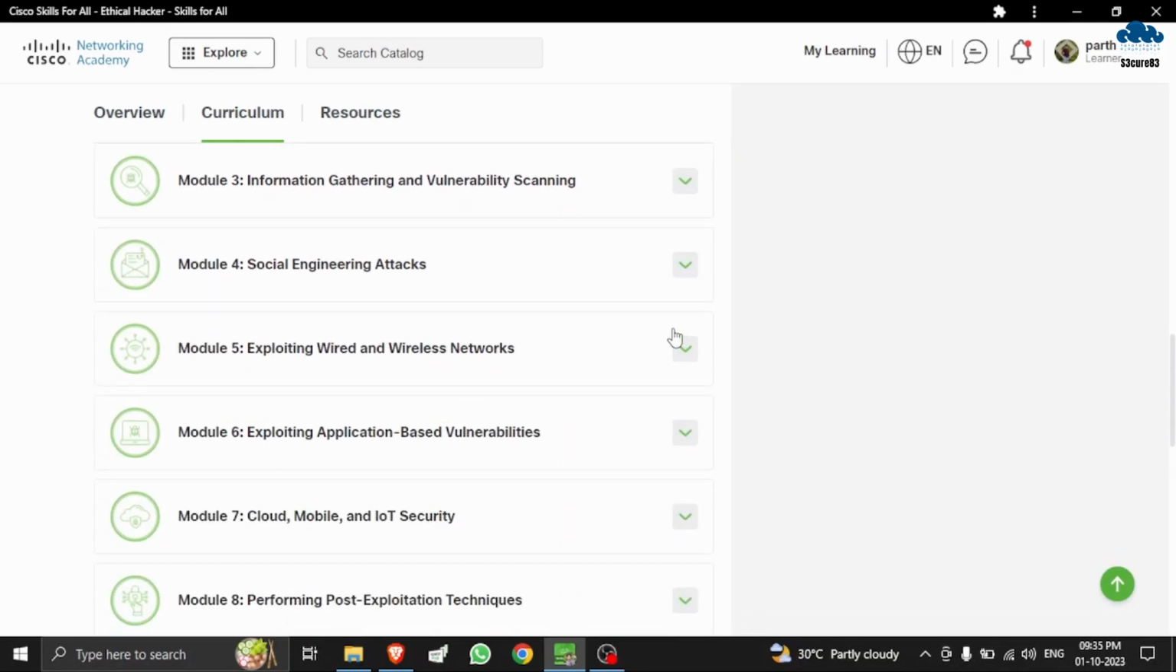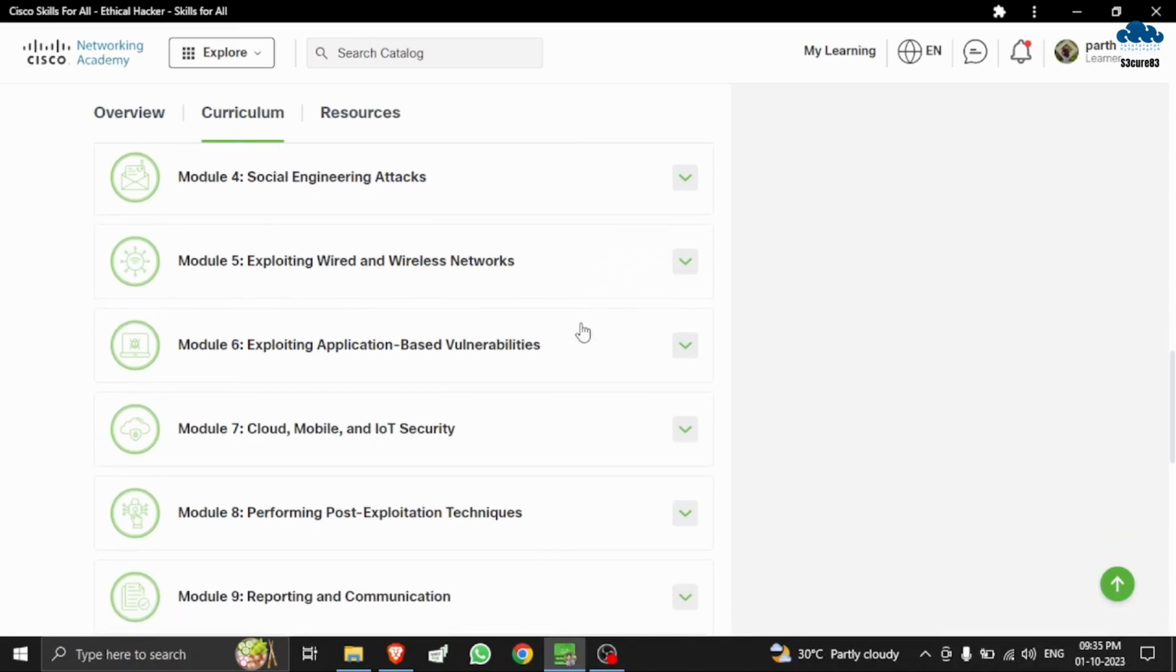Third is information gathering and vulnerability scanning. Discover the art of collecting crucial data and scanning for vulnerabilities in a system. Fourth is social engineering attacks. Understand how social engineering can be used to manipulate people and gain unauthorized access. Module 5, exploiting wired and wireless networks, mastering the techniques for exploiting network vulnerabilities, both wired and wireless.